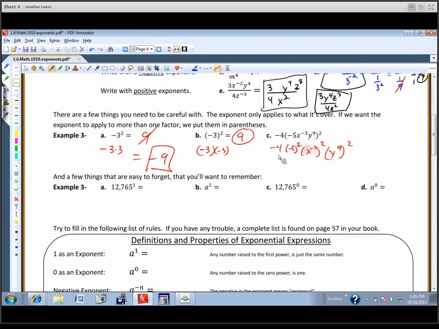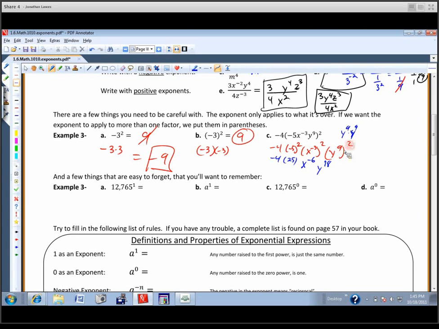Now, we'll review this a little bit more later on, but the numbers are pretty easy. So this is negative 4, negative 5 squared, negative times negative is positive, that's going to be 25. If I have a power raised to a power, I multiply those exponents. So that's going to be negative 6, power raised to a power, I multiply those, that's going to be y to the 9th. Okay, because that literally means y to the 9th times y to the 9th.